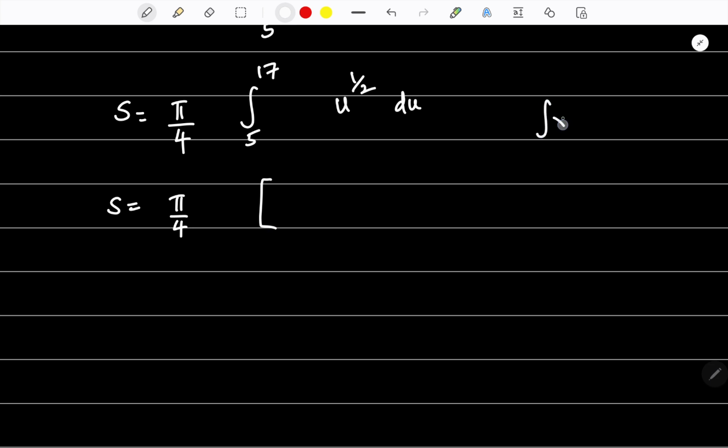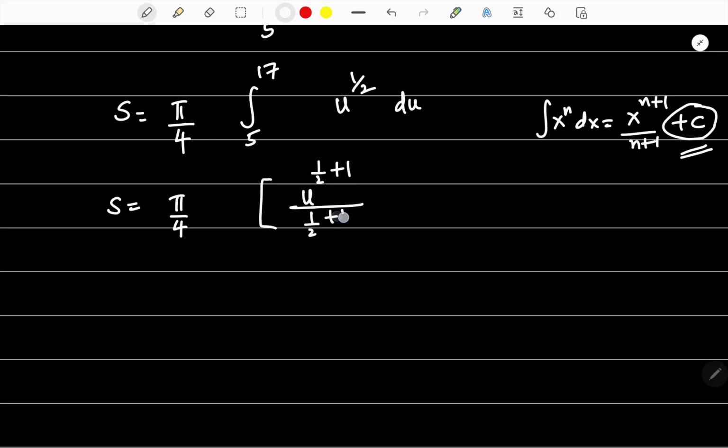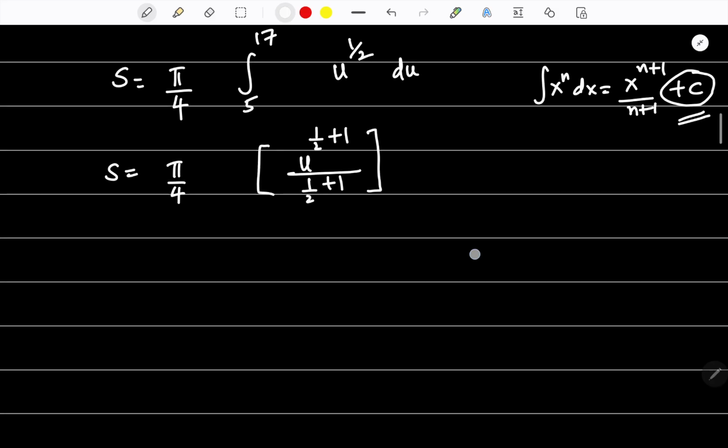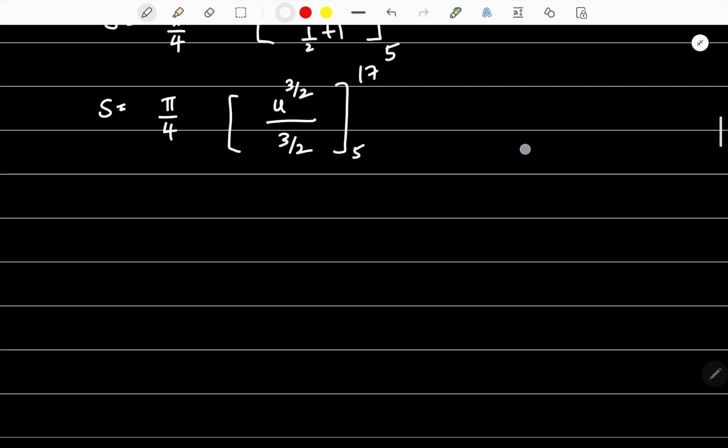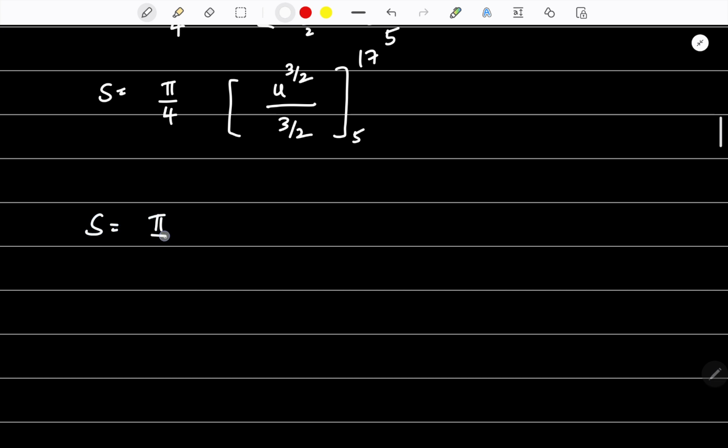So what is the integral of x power n dx? It is x power n plus 1 over n plus 1, plus integrating constant c. If the limits are there, no need to use this c. So u to the power of half plus 1 divided by half plus 1, and then the limits are 5 to 17. So S is equal to pi divided by 4, u to the power of 3 by 2 divided by 3 by 2, and the limits are 5 to 17.